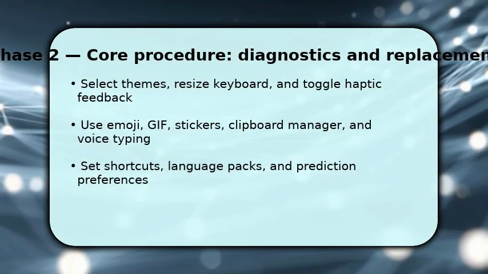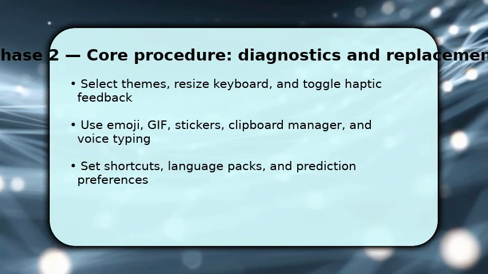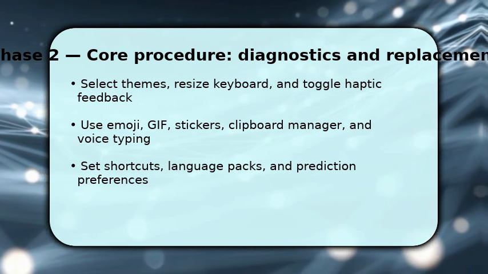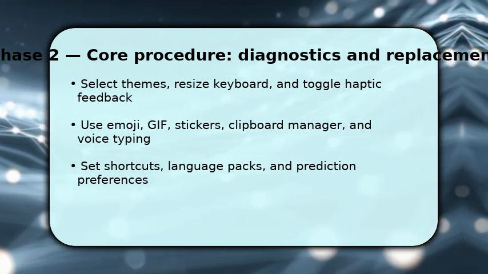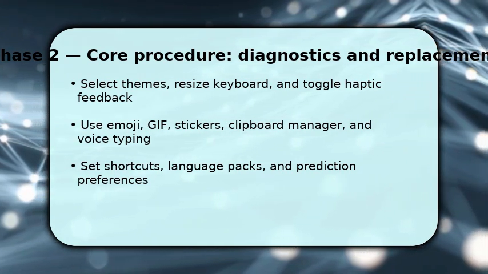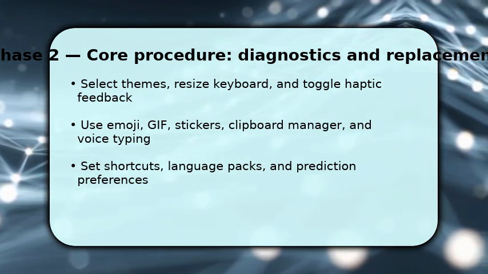Now you customize Kika to match how you type. Tap the gear or theme icon, choose a theme, resize the keyboard, and toggle haptic feedback to your preference. Next, try the toolbar. Pick emoji, GIF, or stickers, and open the clipboard manager to paste recent items.